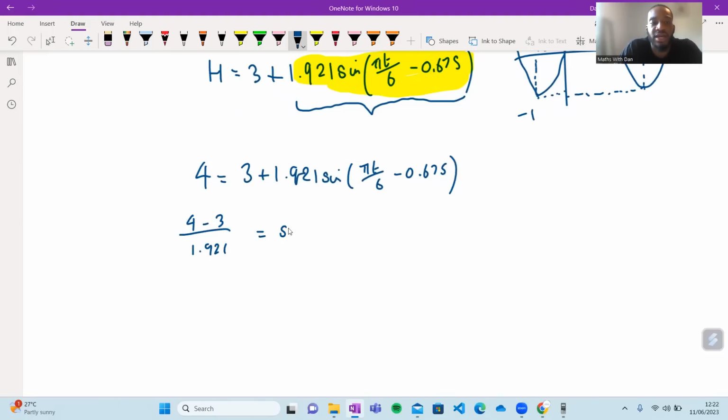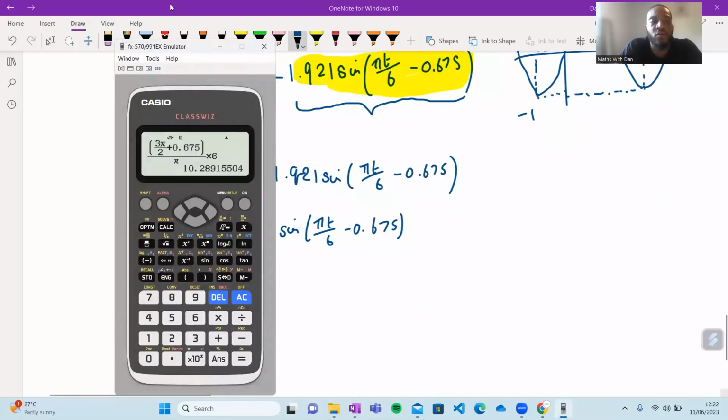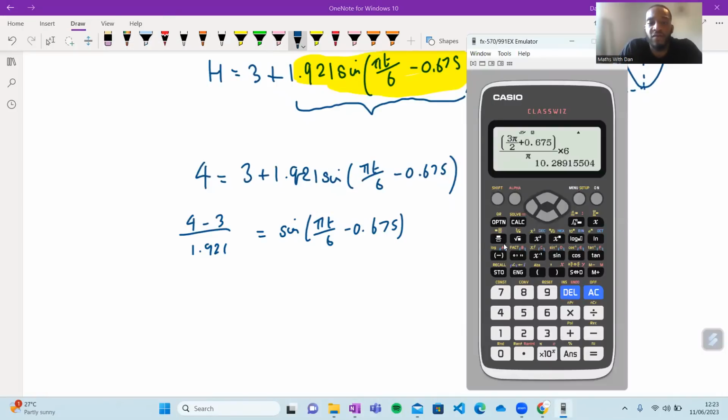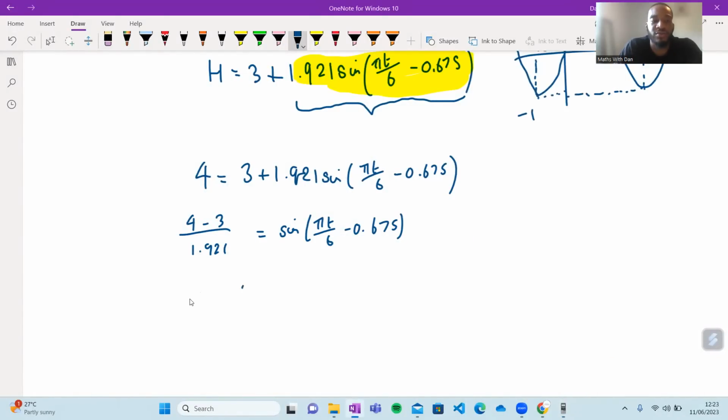And then this will equal sine of whatever that is. Let me put this into my calculator, see what it gives me. 4 minus 3 divided by 1.921. This gives me 1,000 over 1921. I'll leave it as a fraction. 1,000 over 1921, and then this is equal to that.